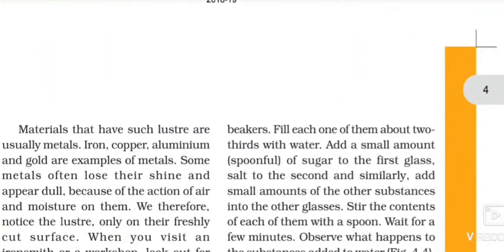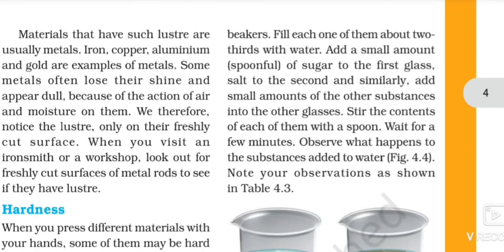Now see, materials that have such a luster are usually metals. Iron, copper, aluminium and gold are examples of metals. Most of the metals are shiny. When you cut them also, they will appear shiny. Some metals often lose their shininess and appear dull because of the action of the air and moisture on them. Some of the metals we usually use nowadays in our daily life will appear dull.